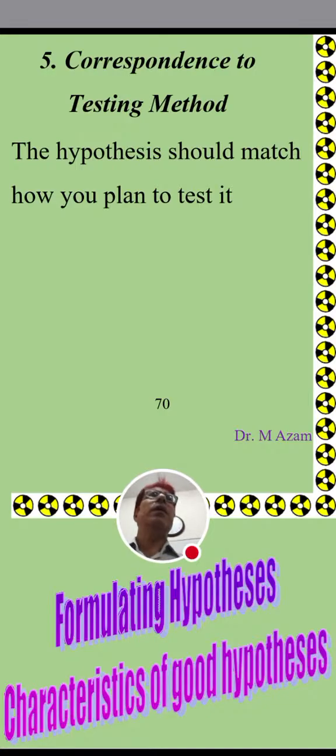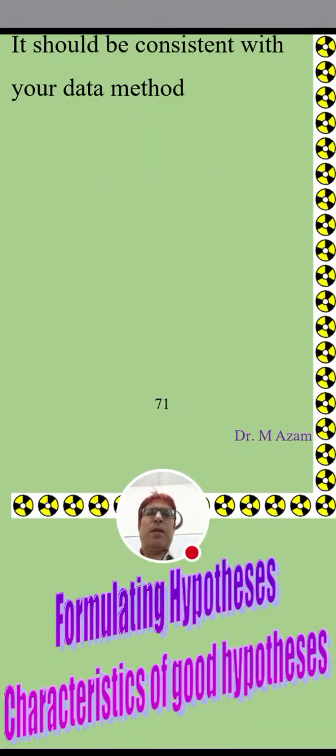Fifth characteristic of a good hypothesis: correspondence to testing method. The hypothesis should match how you plan to test it. It should be consistent with your data method. Your hypothesis should be consistent with the method you will use for data collection.